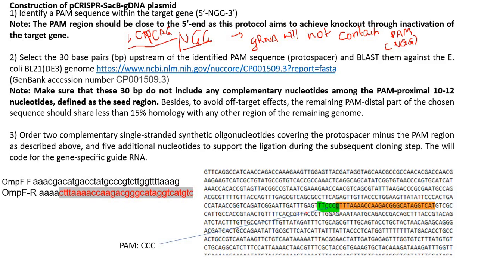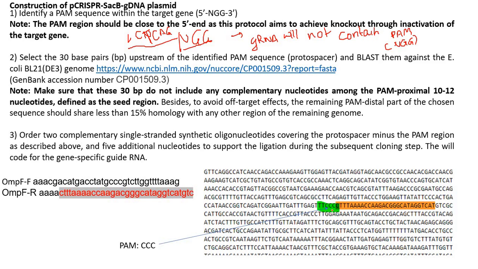Here you can see CCN. It is the PAM, as I told in my previous lecture. It is not NGG, it is CCN. So we have to count 30 nucleotides downstream of this sequence. If it is NGG, then we have to count the 20 nucleotides upstream. But since this is CCC, which is the CCN sequence, we have to count 20 nucleotides downstream. So remember, when there is NGG, count the sequence upstream.